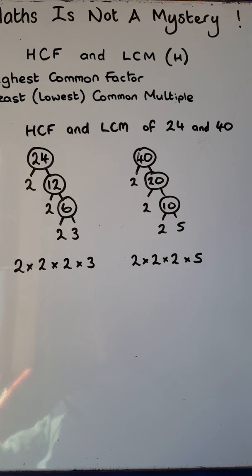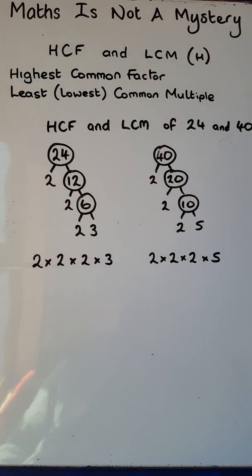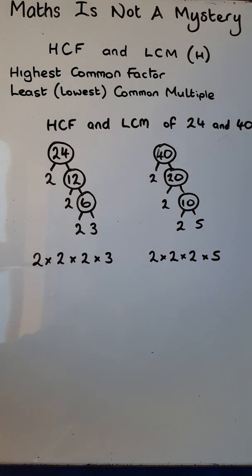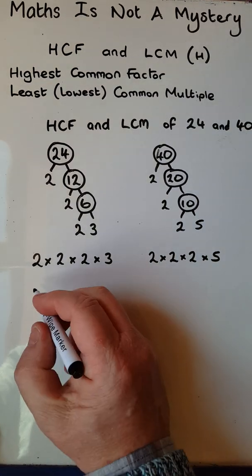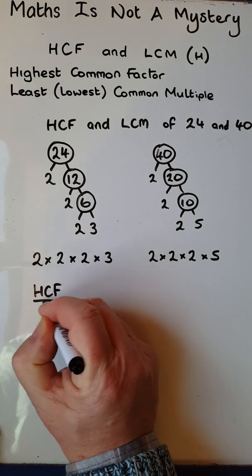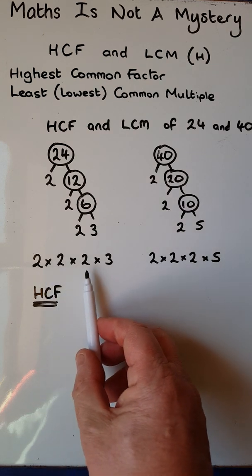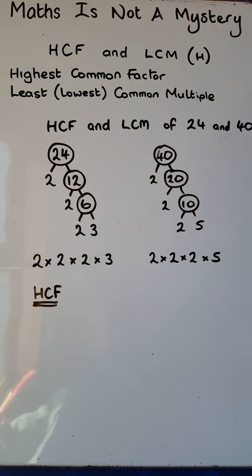So we've done a factor tree and we've found the prime factors of 24 and the prime factors of 40. So far we haven't done any highest common factors or lowest common multiples, but we have done a factor tree. Now what are we going to do with it? To find the highest common factor, it's really, really simple now. All we do is we look at our two lists that we've written out, and we find all the things on there that are exactly the same.